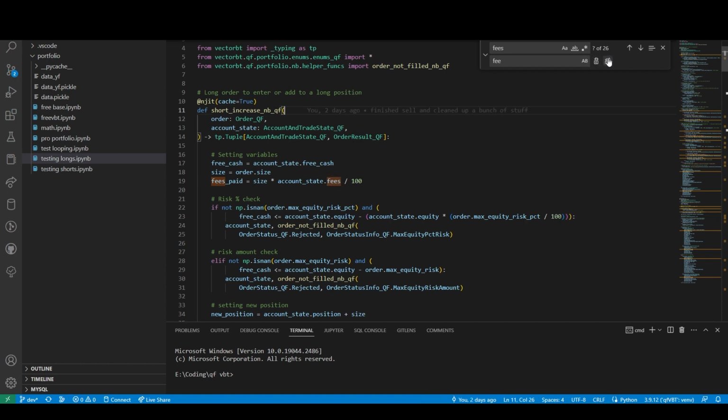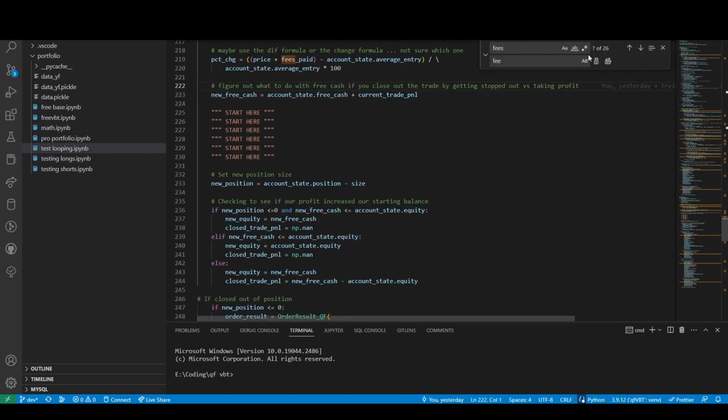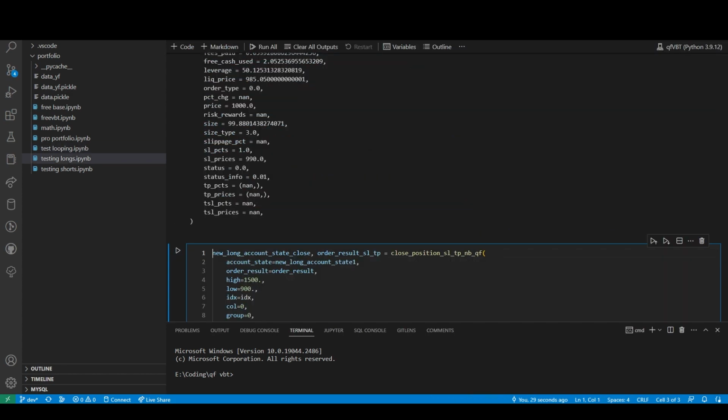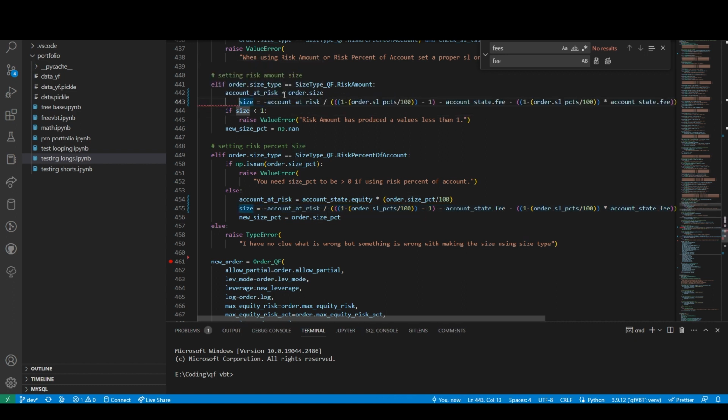And here, fee paid. Fee. And here, do the same thing. So everything should be good, which means that it won't be. So here, there we go.